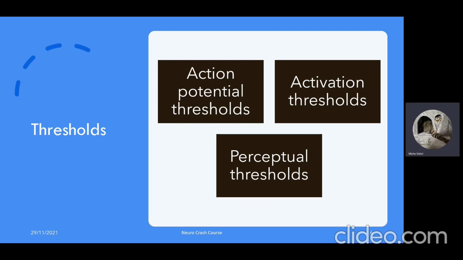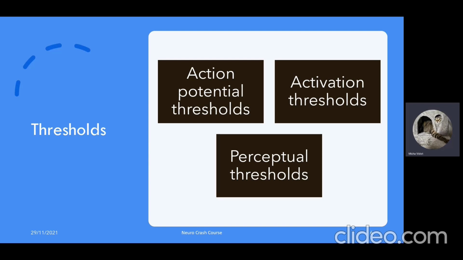Activation threshold is the minimum stimulus strength that will depolarize a receptor enough to generate an action potential. And sensory systems use receptors with a range of different activation thresholds. So, for example, this is part of the reason why we're able to hear different frequencies of sound and see different wavelengths of light.